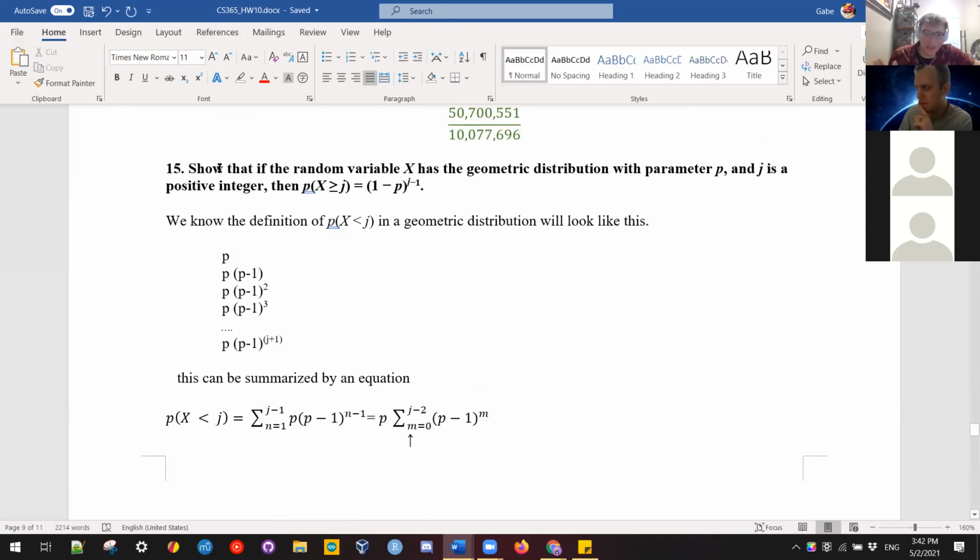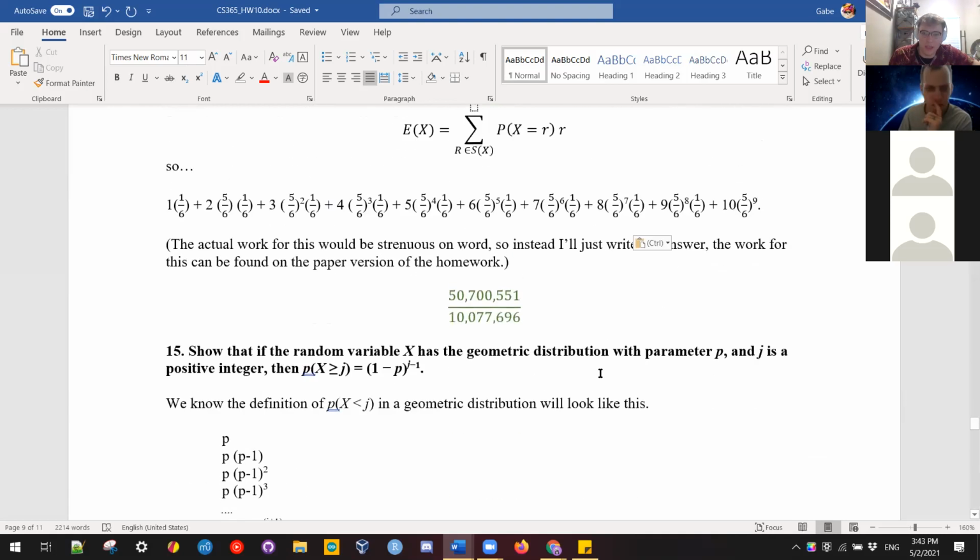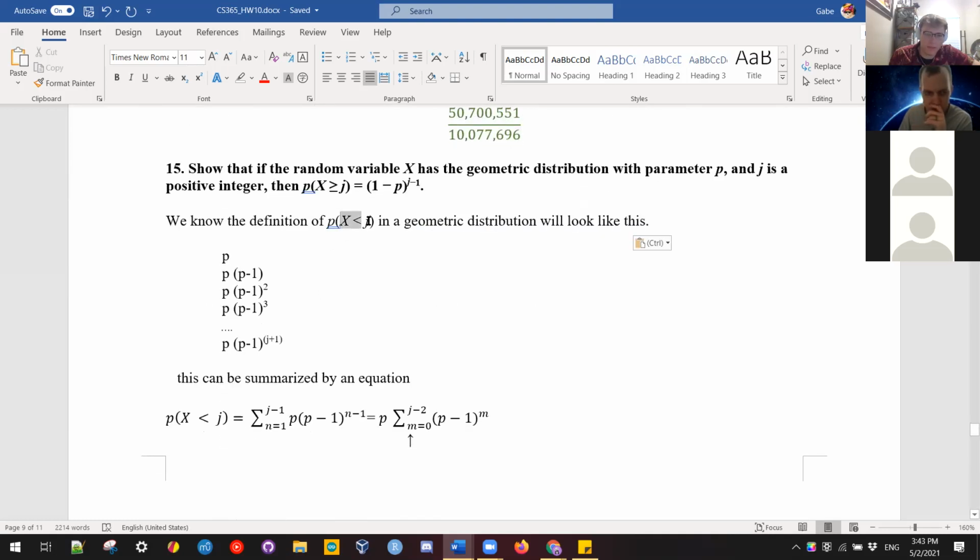So this one: show that if the random variable x has the geometric distribution with parameter p and j is a positive integer, then x is greater than or equal to j is equal to this. We talked about the geometric distribution already. First we'll start with x is less than j, because if it's greater than or equal to, it'll go on forever, and that's hard to count. But for this one, it's less than. We know it has a start and an end, so we're solid.